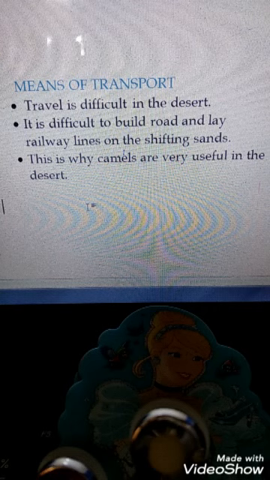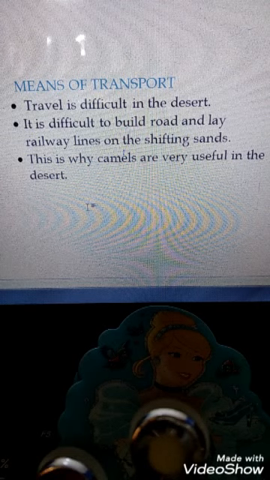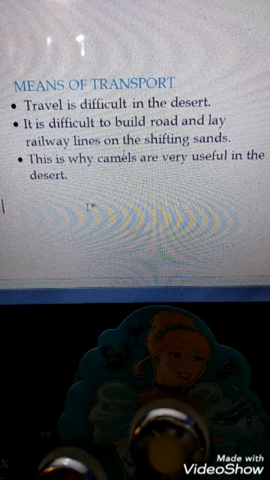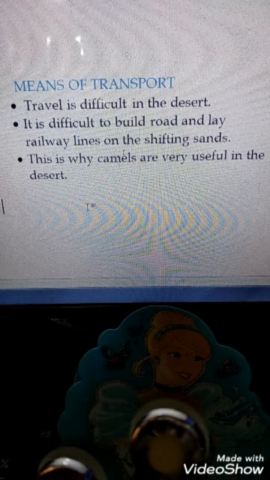When people move in groups on camels, they form a caravan. So people usually move from one place to another in a group, isn't it? So they use camels and they form caravans. This is all about today.